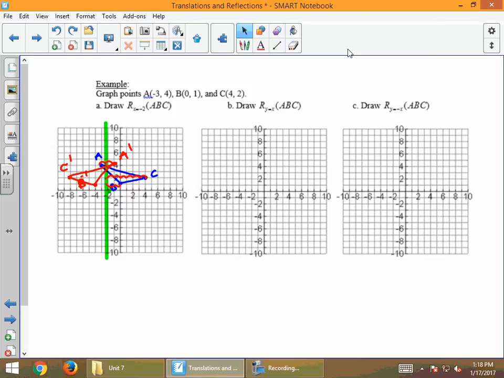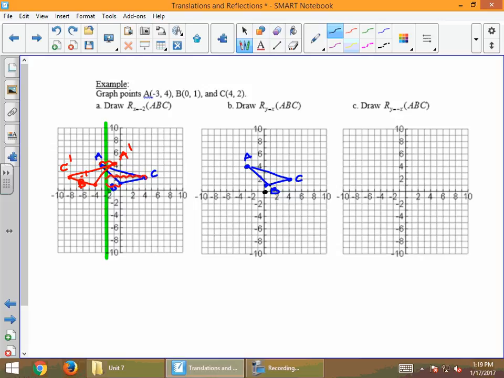Okay. These next two examples are a little different. We're still going to plot this pre-image the same way we did. We have A, B, and C. But this time we're going to reflect it over the line y equals x. So this is probably the very first line you ever graphed in algebra. When you graph the line y equals x, you just start at the origin.